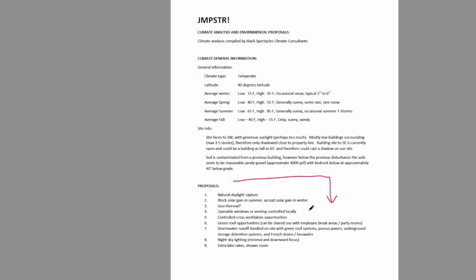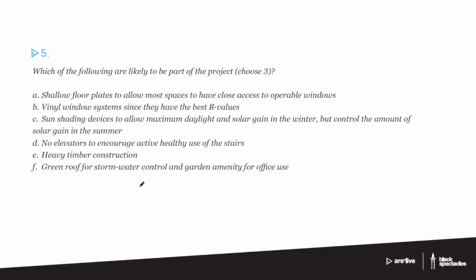Night sky lighting, which just means any of your exterior lighting shouldn't be going up into space. It should be focused down to the ground. It doesn't really make sense for us to use globe lights outdoors because you're just losing half the light up to space. It's wasteful. And then extra bike racks and shower rooms. So that's probably where most of the answers are going to come from for this. So let's jump back in.